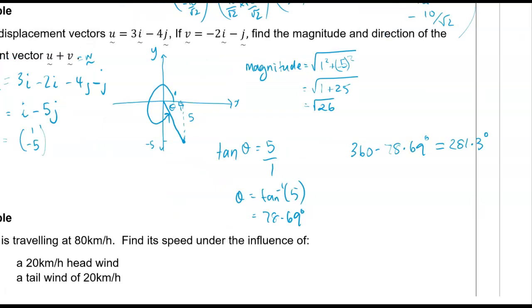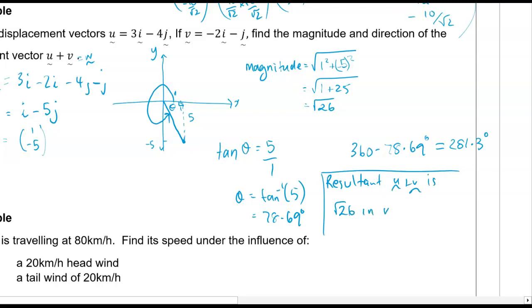Have we answered our question? The resultant vector, and we might write a little solution in there: the resultant vector u plus vector v is root 26 in magnitude with a bearing of 281.3 degrees. Remember, a vector has both magnitude and direction, and that's what we've shown there.